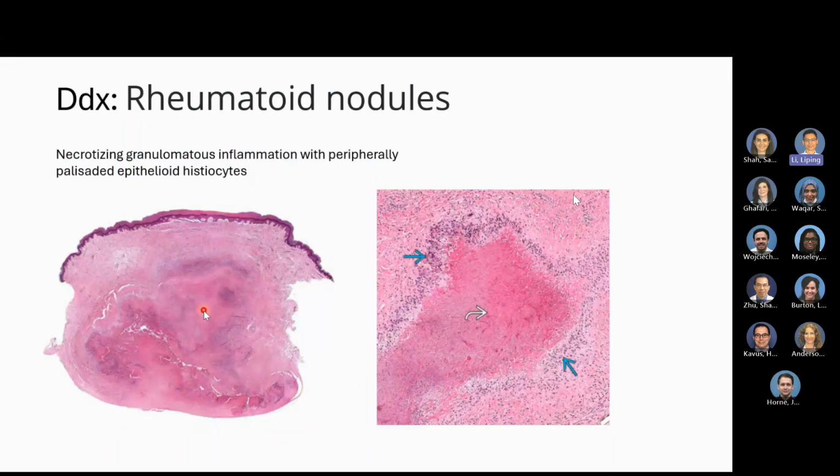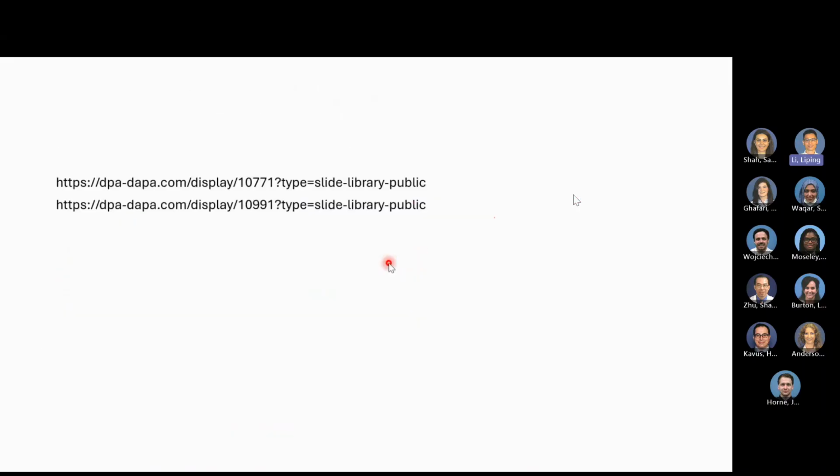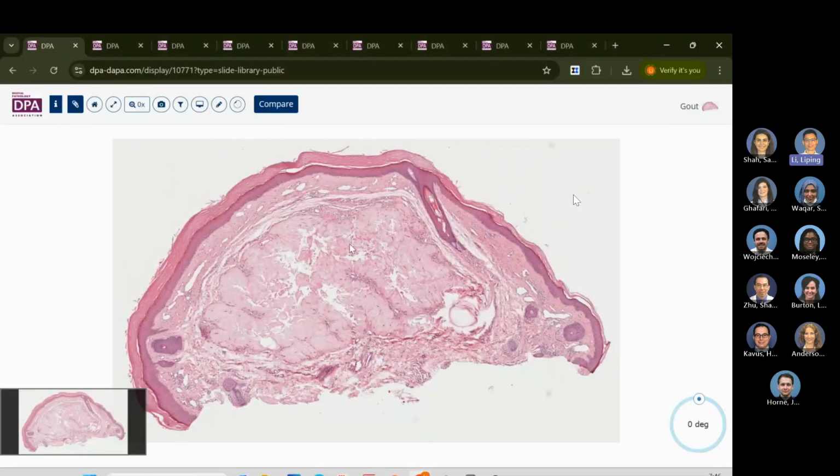So we can see this necrotizing, really eosinophilic granulomatous inflammation. They also have histiocytes palisading around, even in low power. But this material is totally different from the needle-shaped crystal from the gout. So let's go to the next slide. This is the gout.